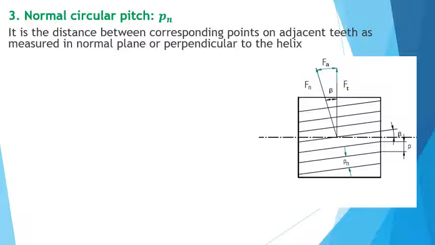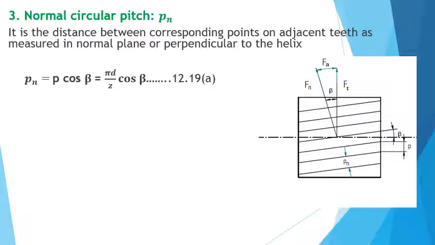Whereas if we see the previous case, that is the axial or transverse pitch, we measure the distance between the points perpendicular to the axis of rotation. So if we see the figure, cos beta can be written as Pn over P. So that is normal pitch to the axial pitch. Therefore Pn can be written as P into cos beta. So P is nothing but the pitch, that is pi d by z into cos beta.